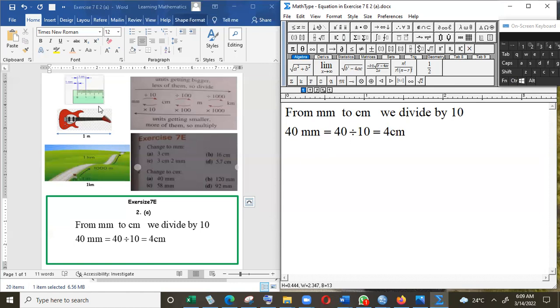And just to review, take for instance, you have 30 millimeters. You see that all that is millimeters, 30 of them. And that's just 3 centimeters. So 30 millimeters, you have to divide by 10 to give you 3 centimeters. So likewise, if you have 40 millimeters, you divide by 10 to give you 4 centimeters. Good.